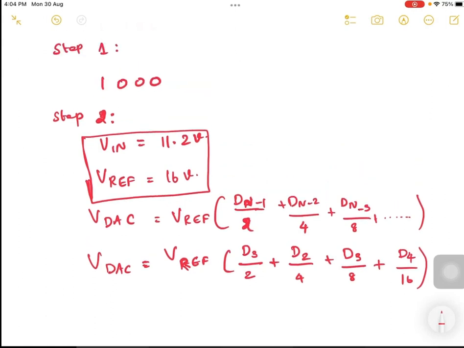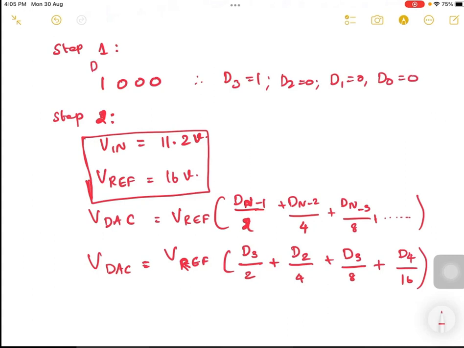Step one is 1000. I have set the bit pattern. So in this case, D3 is 1, D2 is 0, D1 is 0, and D0 is 0.